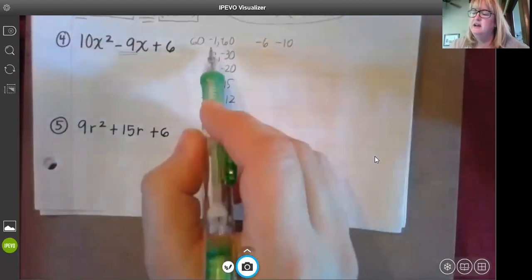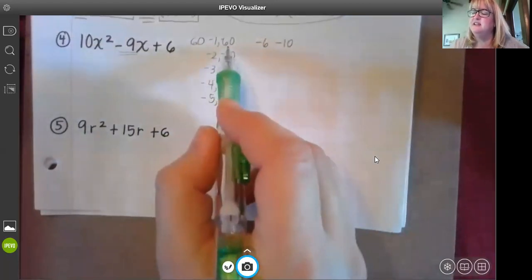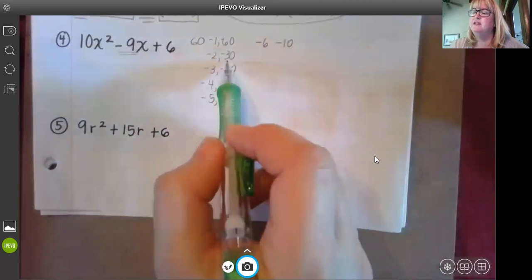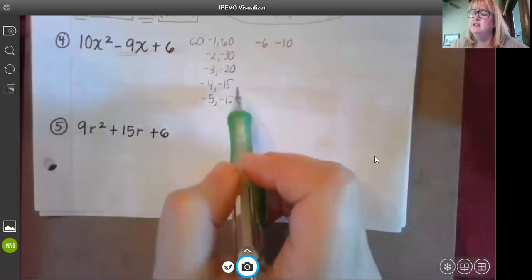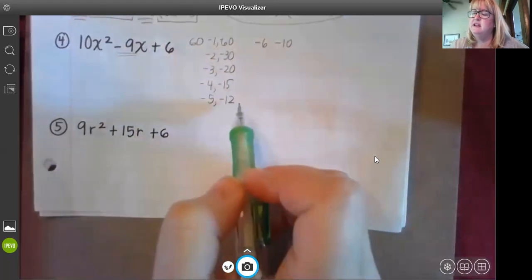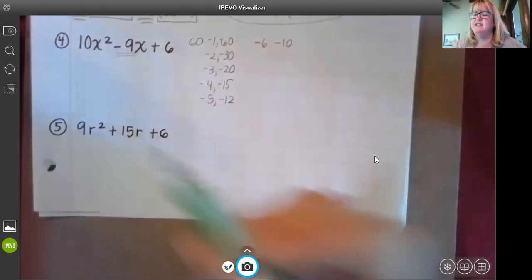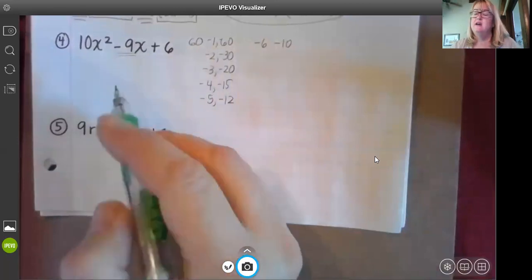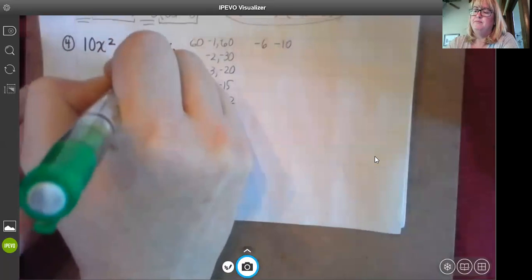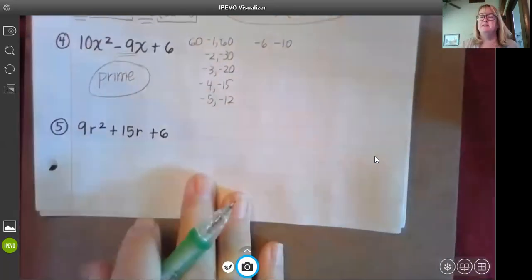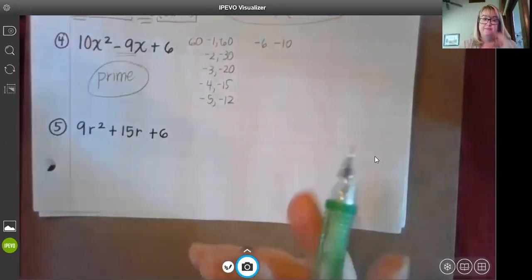Let me double check. -1 and -60 is -61. -2 and -30, that's -32. That's -23. That's -19, -17, -16. No -9. So since we cannot do that, this is prime. We've got to write prime. This is prime. It cannot be factored.